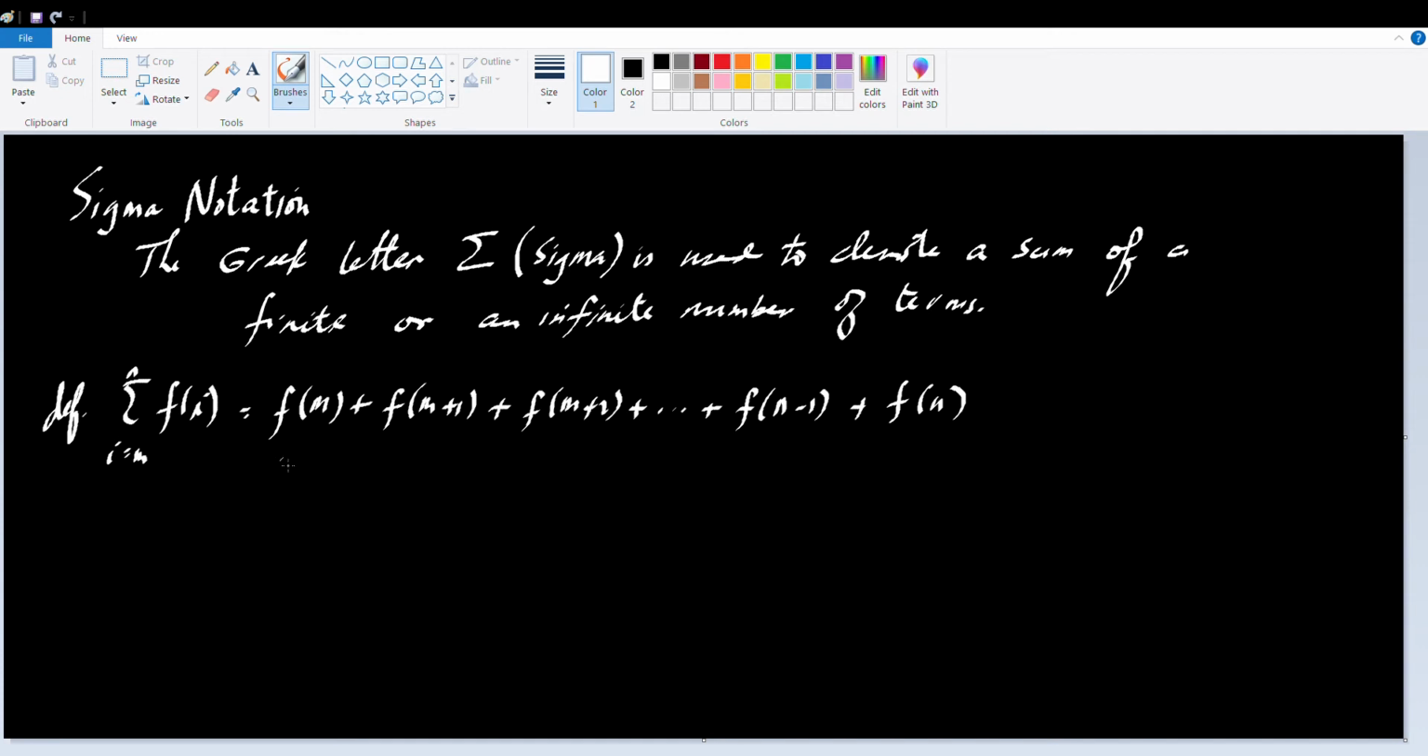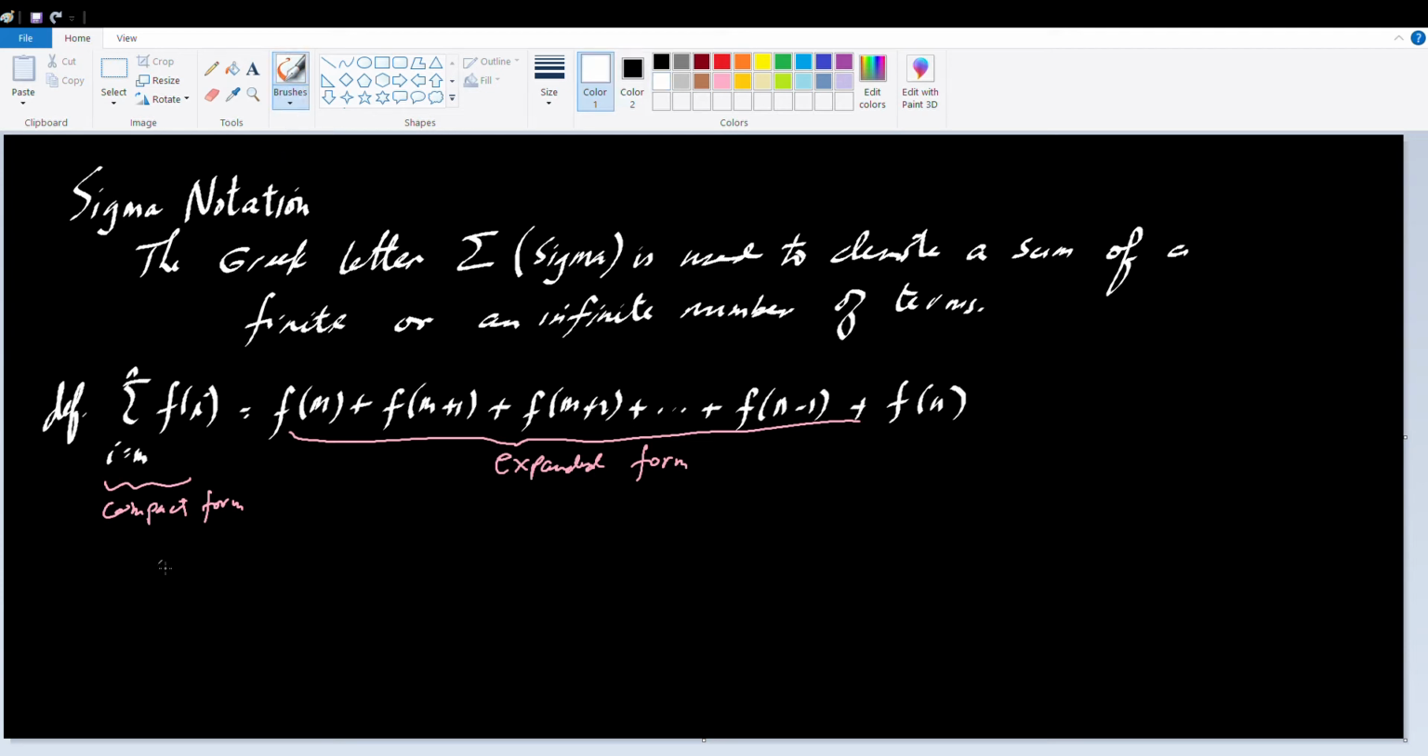Alright? So the right side is the expanded form of the sum. This is the expanded form. And the left side is the compact form of the sum that uses the sigma notation.